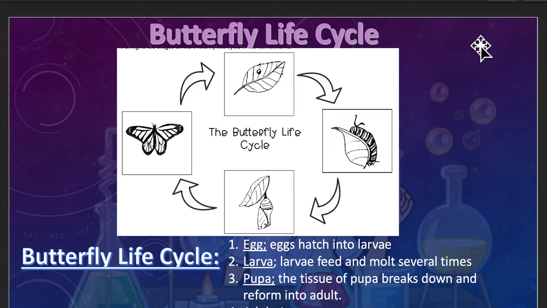So the butterfly, just like the chicken and just like in the life cycle of the frogs or fish, it starts with an egg. Yes, an egg. We have an egg for the butterfly. Then this egg becomes a larva, or larvae if there are many. The larvae feeds and molts several times before it becomes a pupa or chrysalis. Then once this animal is inside the pupa, its tissue breaks down. During a long period of time, it breaks down and then it rebuilds and emerges as an adult, which is the butterfly that we know.